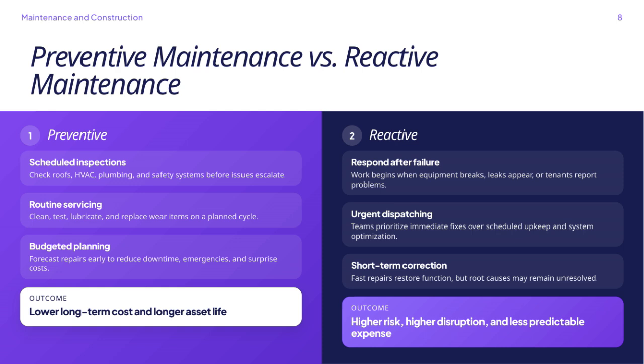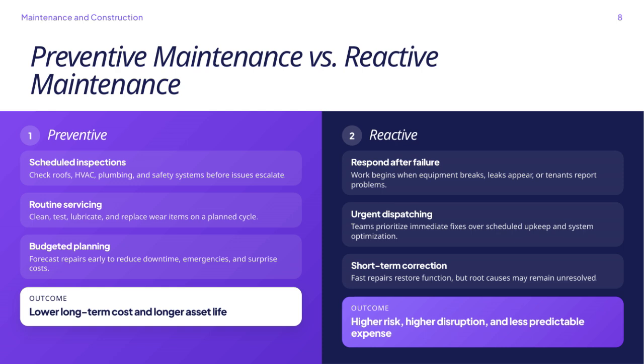On the other hand, reactive maintenance happens only after a failure occurs. Work begins when equipment breaks down, leaks are detected, or tenants report issues. This often means urgent dispatching of teams who must prioritize immediate fixes rather than planned upkeep or system optimization. While quick repairs restore function, they often address just the symptoms, leaving root causes unresolved. This approach carries higher risks, causes more disruption, and results in unpredictable expenses.